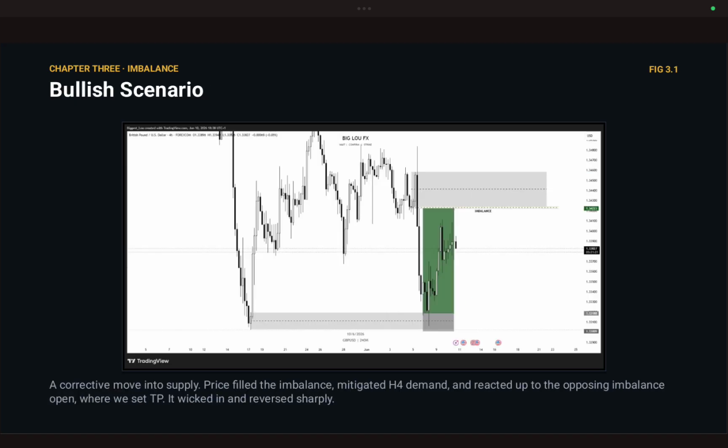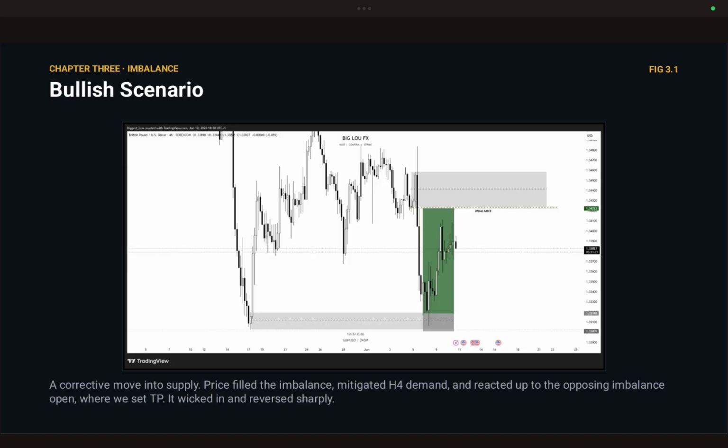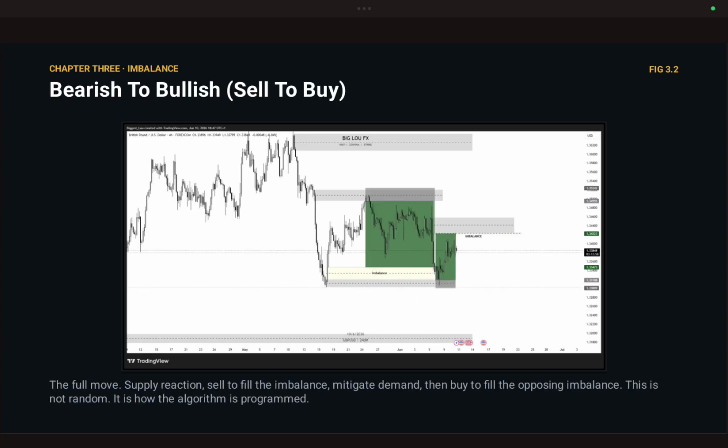And right here, okay, this was on 4 hour, this was on 15 minutes. This is not the same placement, but I framed it close by when I saw that it also happened here. Okay, the full move: supply reaction, sell to fill the imbalance, mitigate demand, then buy to fill the opposing imbalance. This is not random. So this thing you are seeing here, that somebody caught a sell and still caught a buy, is not random. It is how the algorithm that pushes the market has been programmed to operate.